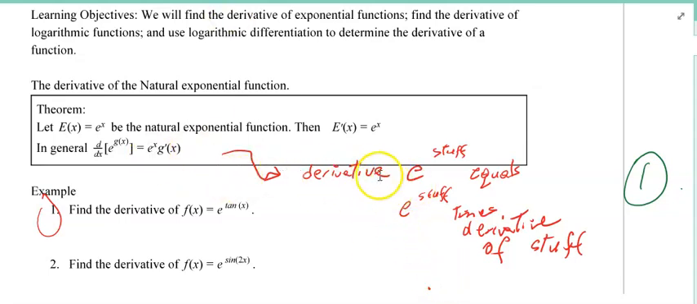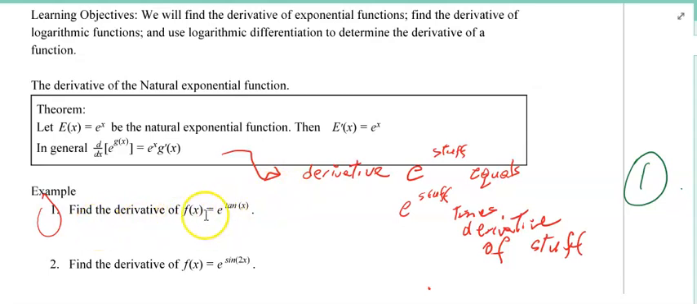This means if we have e raised to some function, let's call the function stuff, e to the stuff, the derivative of e to the stuff equals e to the stuff times the derivative of stuff. So whatever that function is, take that derivative times e to whatever that function is, and that is your derivative. So it's a chain rule idea.